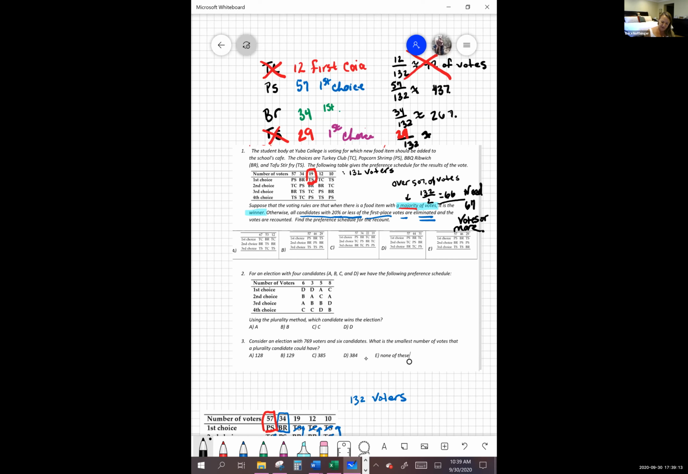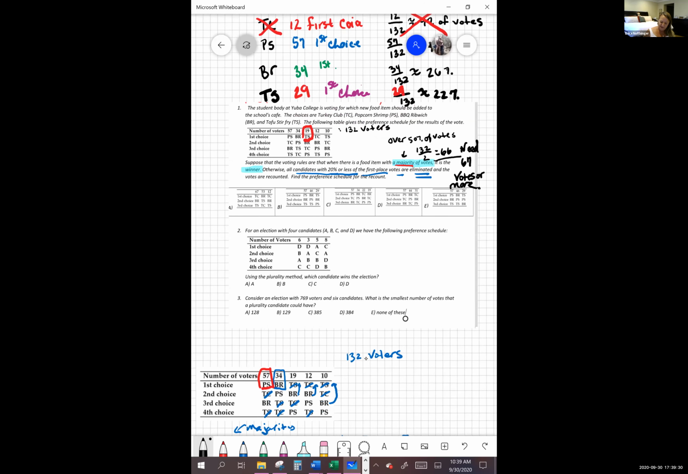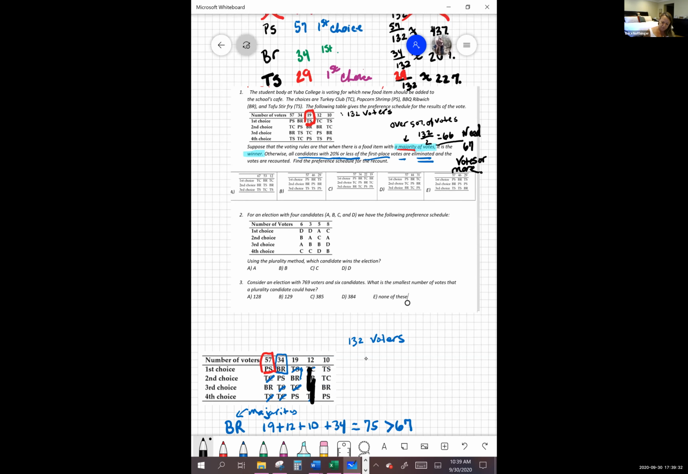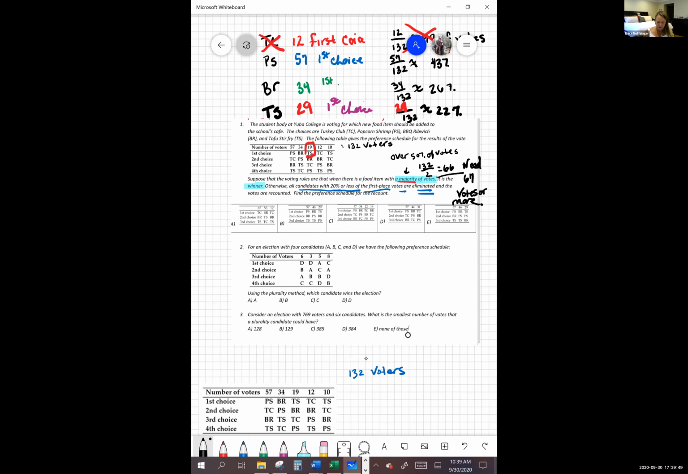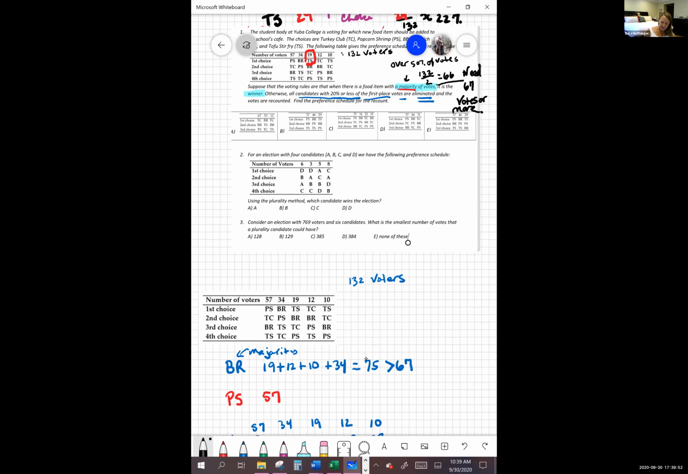I should have looked down at the answers before, just noticed that there were 3 things left. So this was TS. Sorry, so down here, we gotta redo this. The only one that we're crossing out is the Turkey Club. So that gets rid of everything.